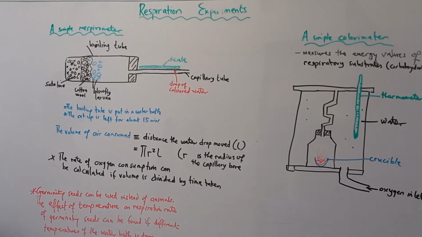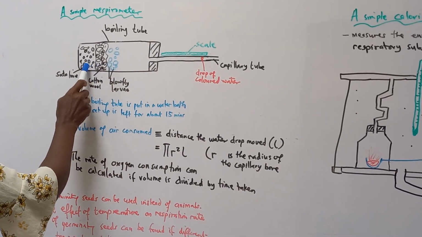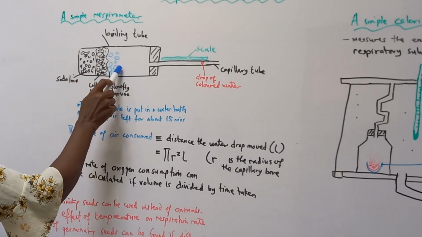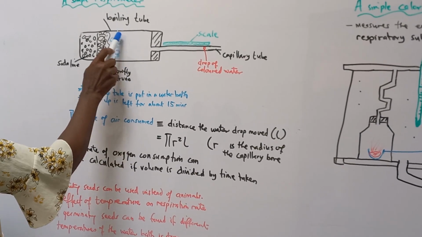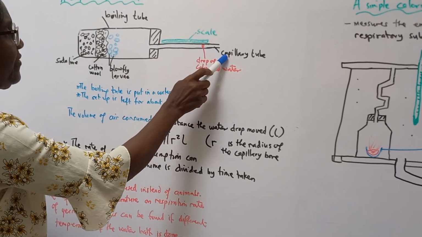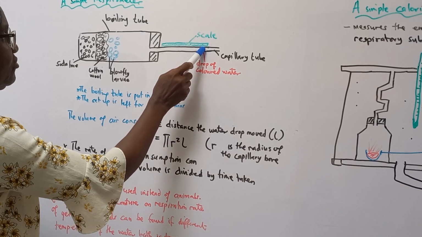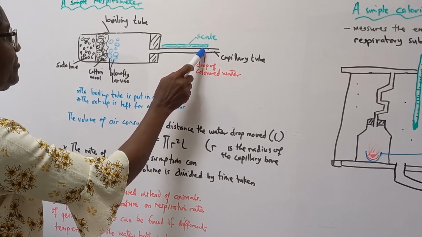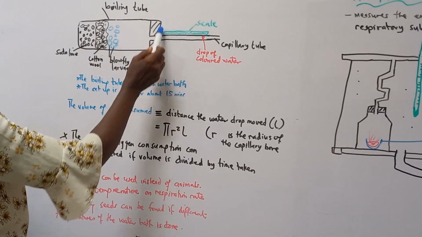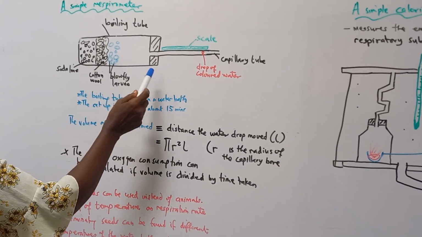So we have a simple respirometer here. This is a boiling tube. We have soda lime here to absorb carbon dioxide. You have cotton wool here. You have blowfly larvae here, or any organism. Then this boiling tube is connected to a capillary tube. There's a scale attached to the capillary tube, and there's a drop of colored water trapped in the capillary tube. Now the boiling tube is immersed in a water bath to give a good temperature. The setup can be left for about 15 minutes.